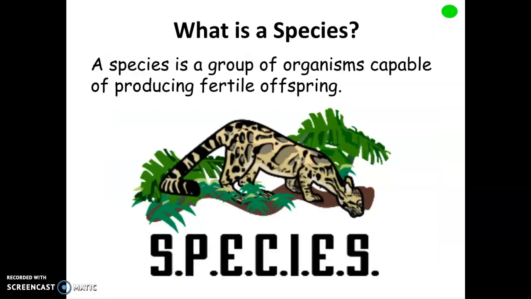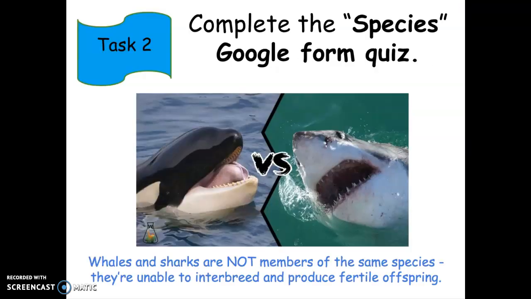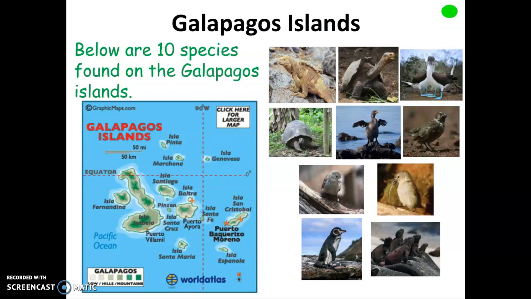You're going to be watching a video about the voyage of the Beagle and answering some questions. You're going to have to know the difference between what is a species and how some animals may look the same, but they're not actually the same species. So for instance, whales and sharks look similar. They're both living in the water, they've both got big teeth, but they can't interbreed, therefore they're not the same species. So you do a quick quiz to find out whether things are the same species or not.